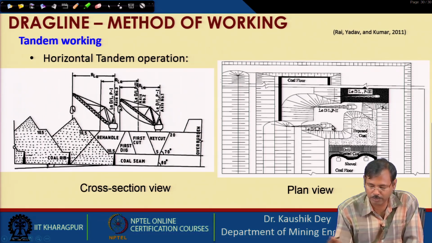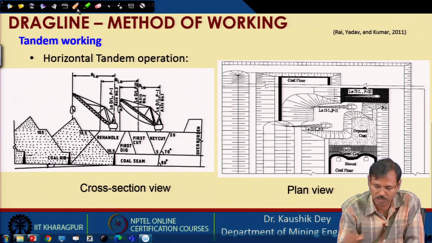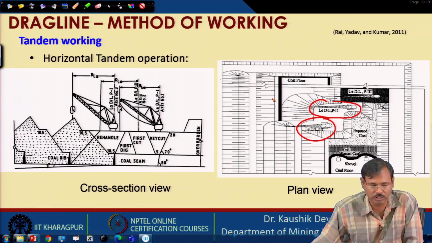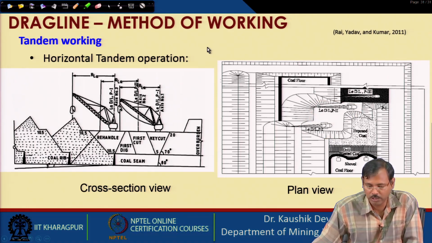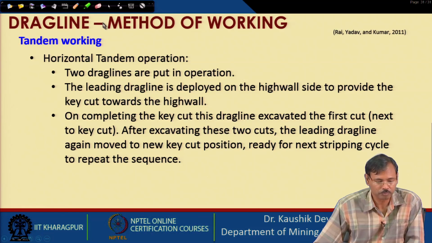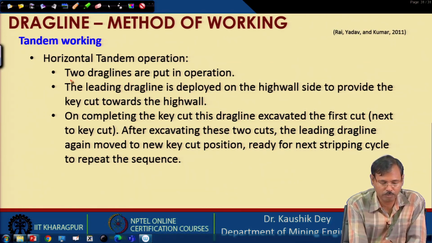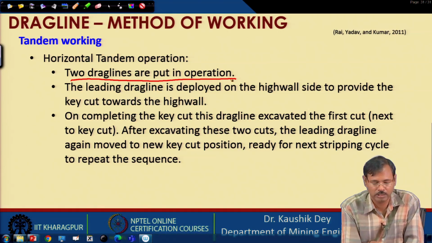That is why this drag line capacity must be matching with the capacity of the drag line of the first one, otherwise there will be some problem. So, in the horizontal tandem method there must be two drag lines.